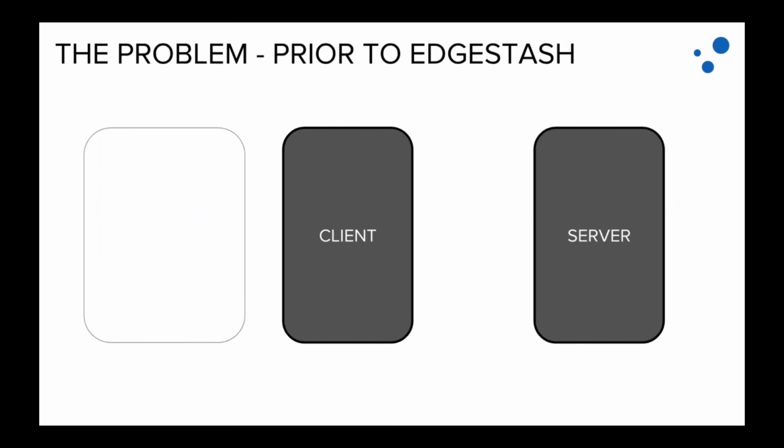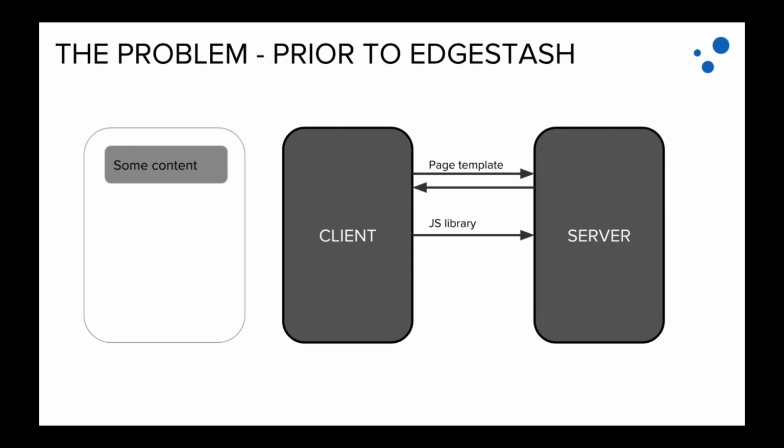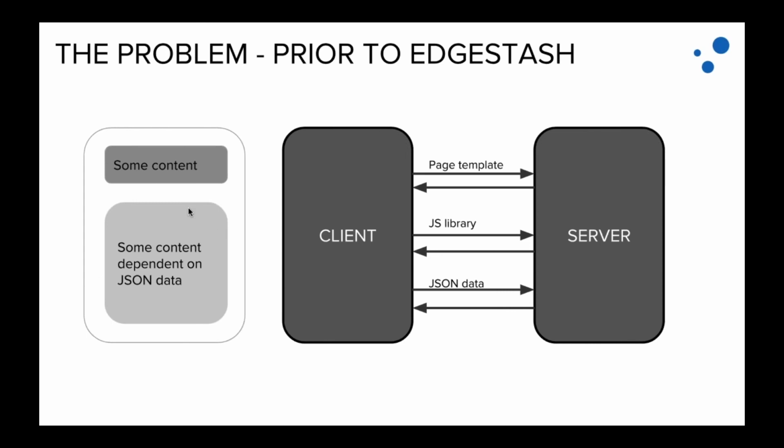So without Edgestash, a client will make a request for a page template. The server will reply back, and we get some content in our browser. Then the client notices it will need a JavaScript library and will make another request. The server replies back. But the JavaScript library makes no sense if we don't have a JSON file in place, so the client will have to trigger another request for some JSON data. The server will reply back, and eventually the browser will be able to render the content.